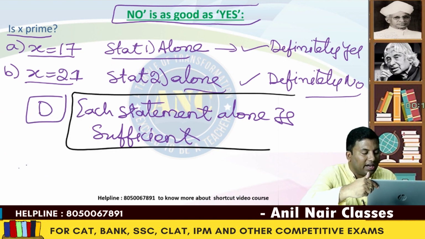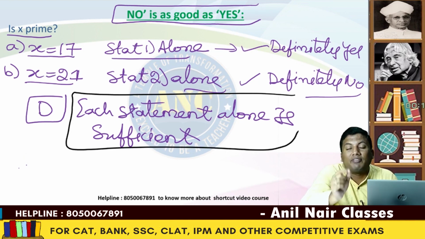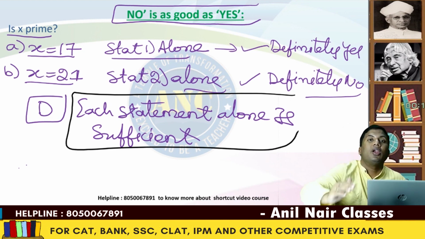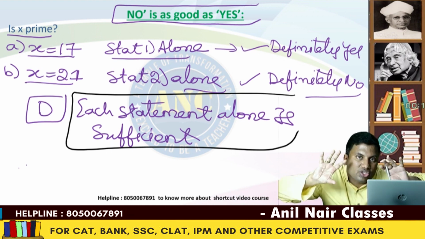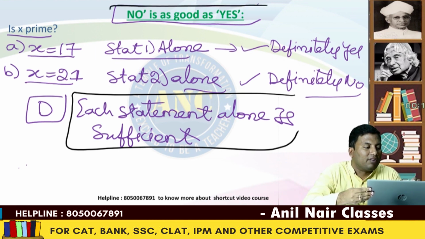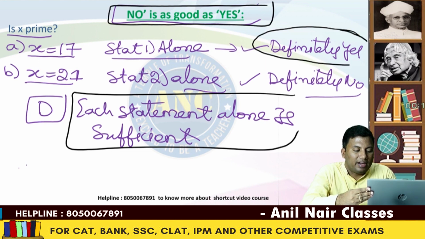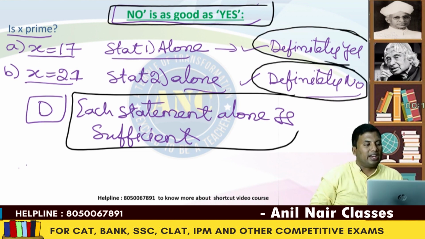I hope the idea is clear. What is the reasoning behind this question? Do not stop after statement 1 alone if it is giving a unique answer. Go and check whether statement 2 alone is giving you a unique answer. There could be a possibility that each statement independently might be giving you a unique and definite answer. That is the heading of this one. No is as good as yes. Definitely yes is as good as definitely no. I hope the idea is clear.